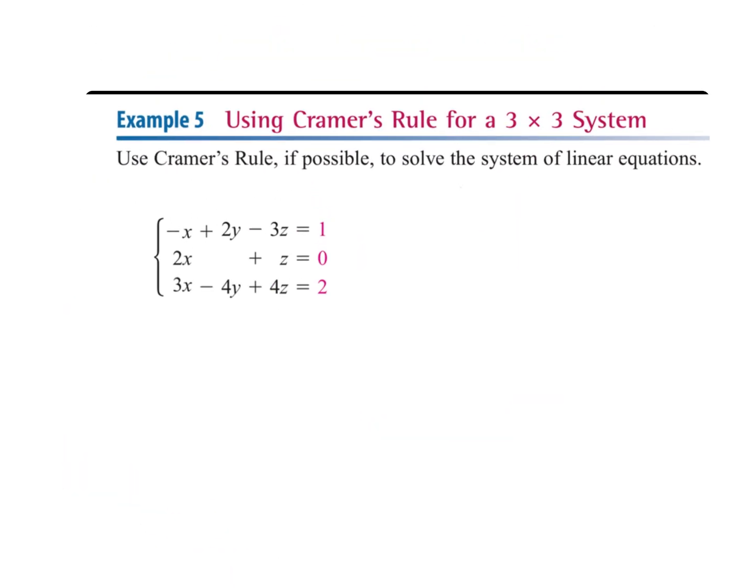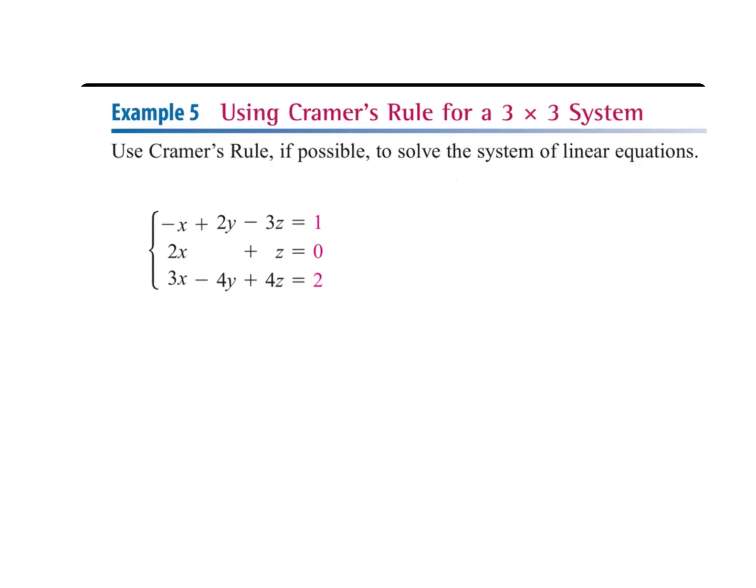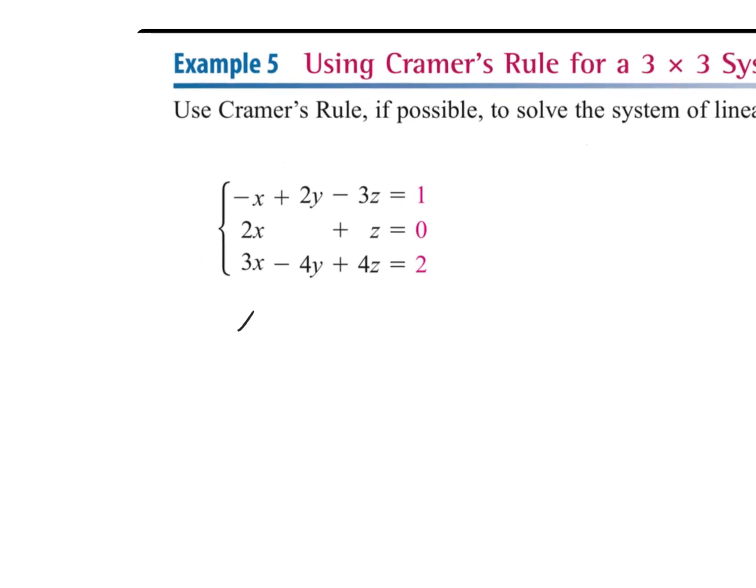Okay, so now let's give this one a try. Same exact thing, I'm going to set up the columns, x, y, z with the number, and then we're going to pull those numbers to get our determinants. So negative 1, 2, and 3. In the y column, we have a 2, a 0, and a negative 4. In the z's, we have a negative 3, a 1, and a 4. Our numbers, we're going to have a 1, a 0, and a 2.